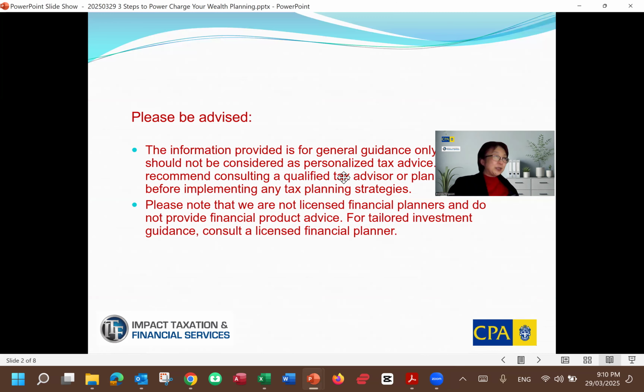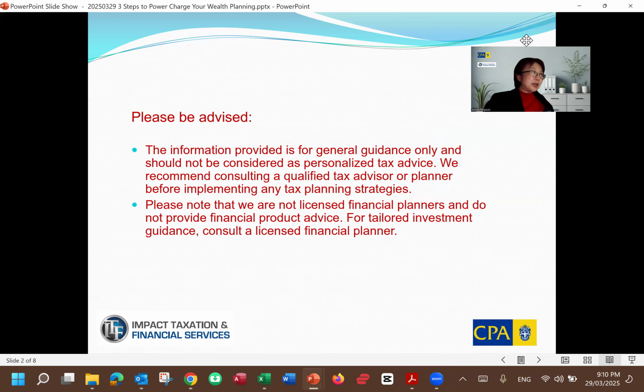A quick declaration. The information provided here is for general guidance only and should not be considered as personalized tax advice. We recommend consulting a qualified tax advisor or planner before implementing any tax planning strategies. Please note that we're not licensed financial planners and do not provide financial product advice. For tailored investment guidance, consult a licensed financial planner.